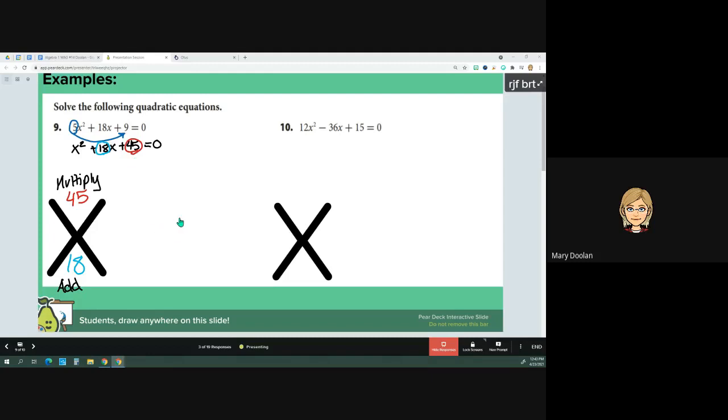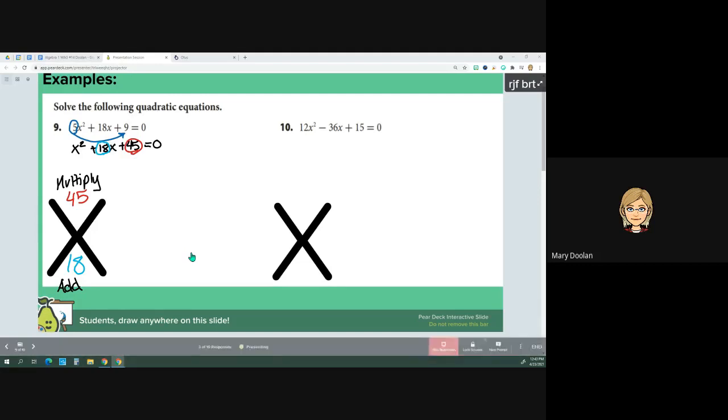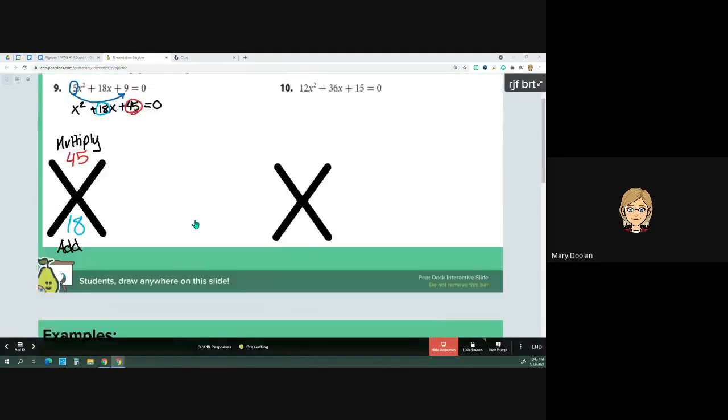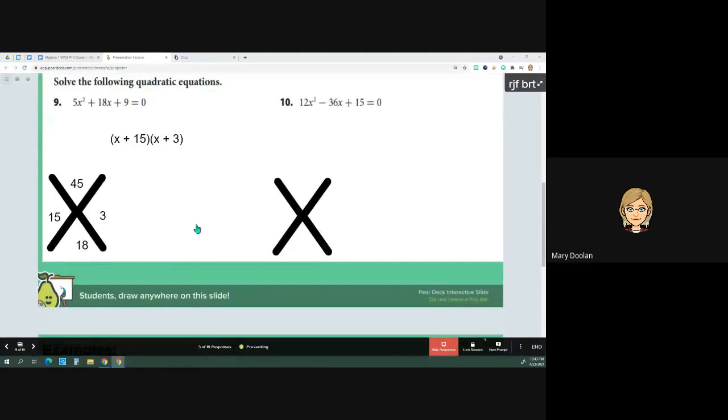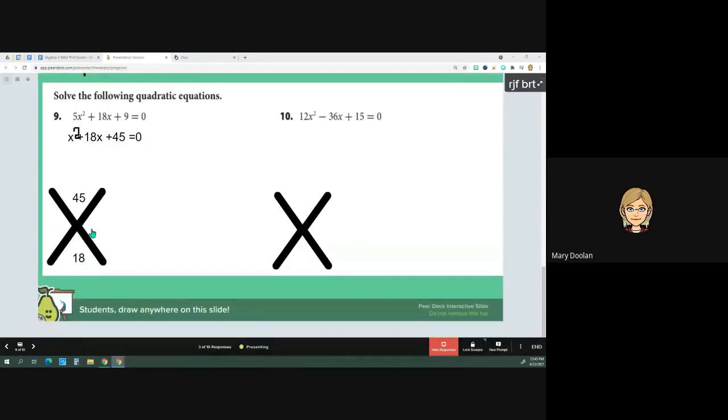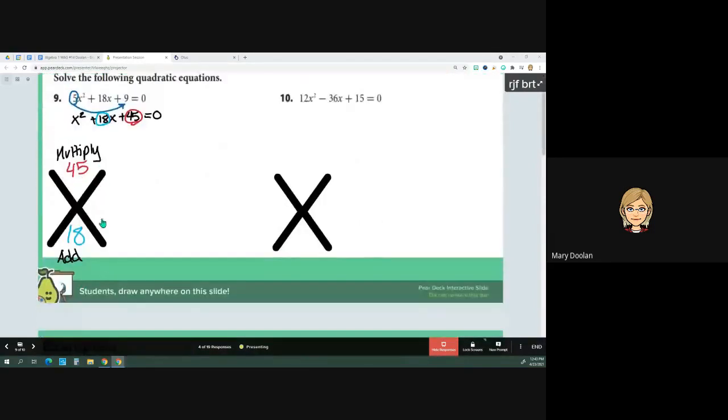Let's see if anyone's coming up with these two numbers that we need. This person figured out 15 and 3. 15 times 3 is 45, and 15 plus 3 is 18. So 15 and 3 are the two magic numbers that we're going to use here. 15 and 3.